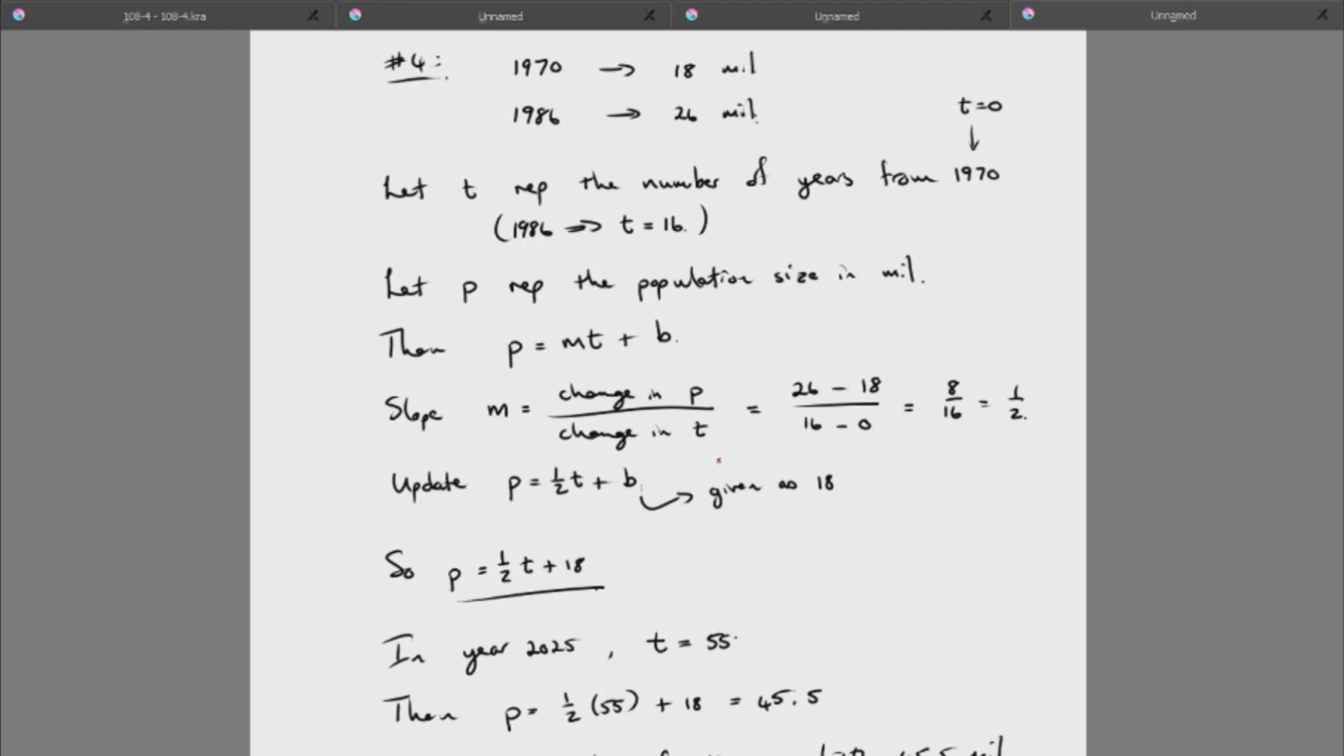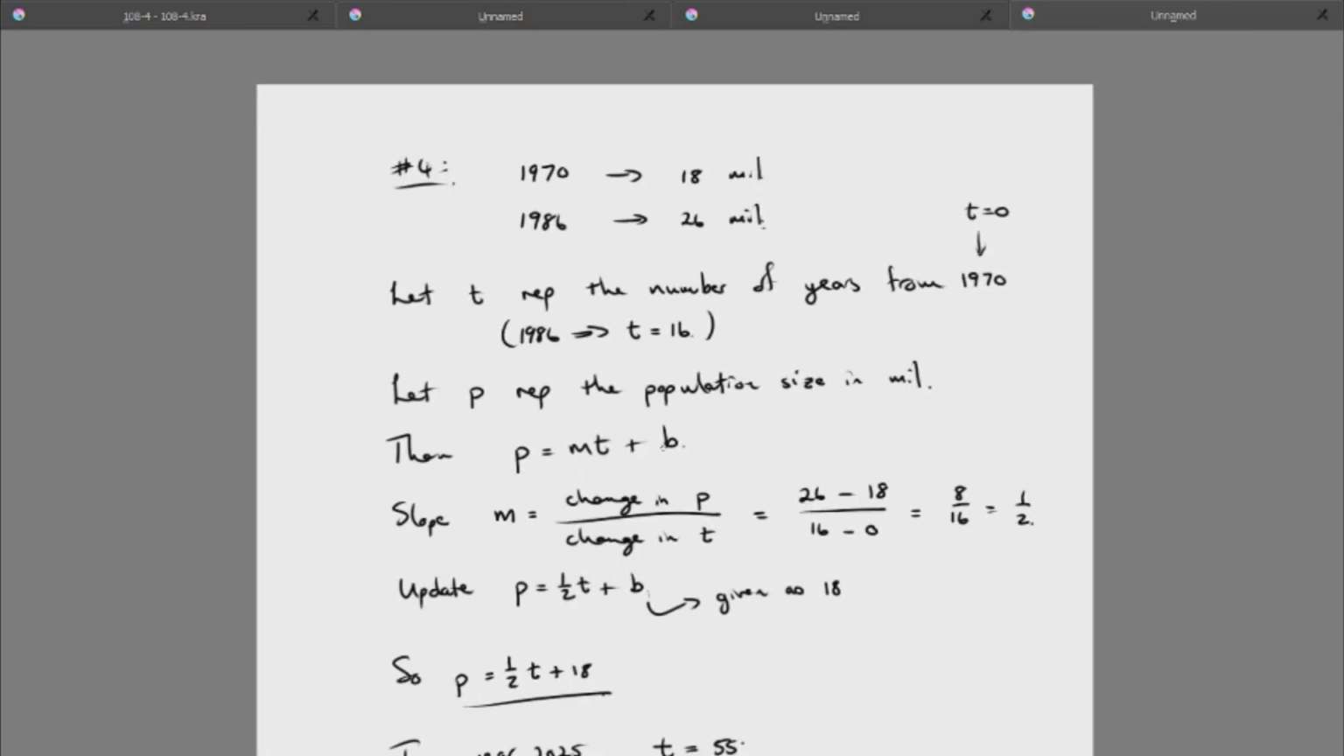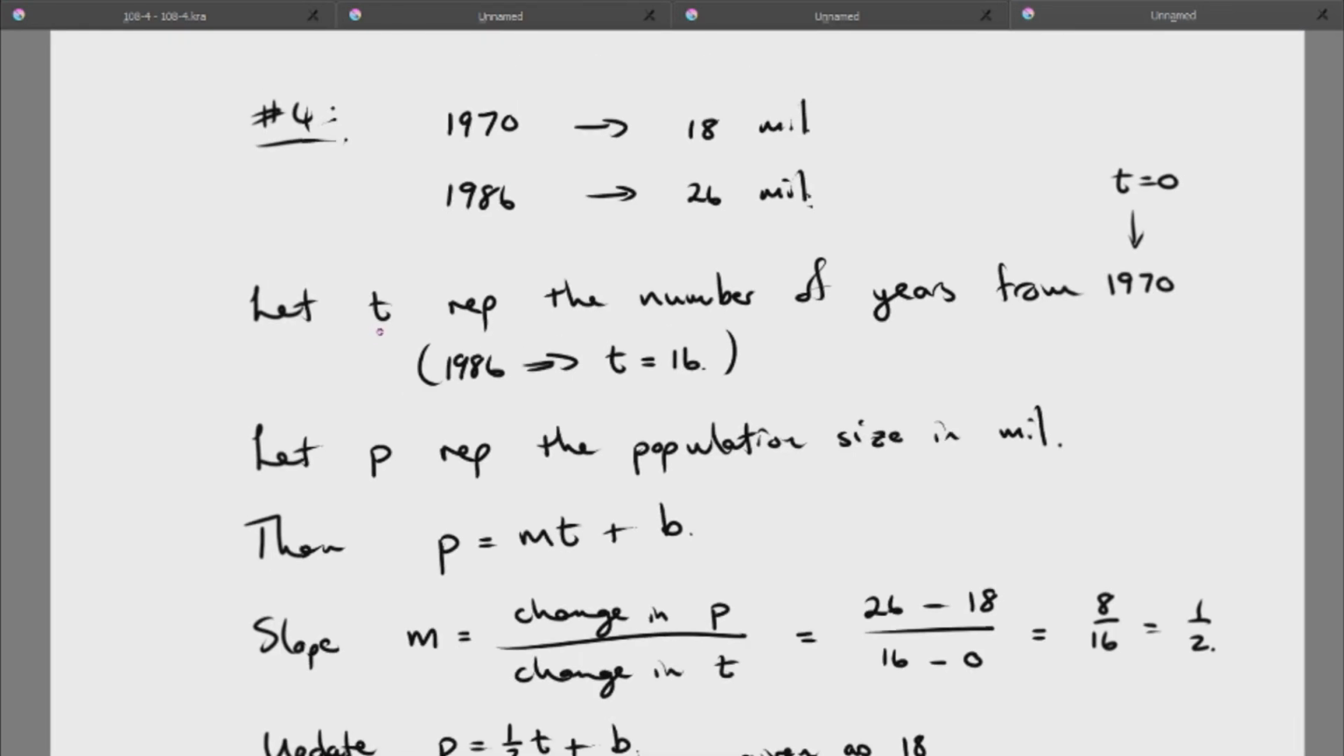Any thoughts? Yes? When we update that, p is equal to half of a plus b, and b is given as 18. Yeah. It's based on how I chose my x variable, which is t in this case. I start counting from 1970, which means that my variable is 0 at 1970, which is exactly the quote-unquote y-intercept, which is the b. So I just plug it in. So I did that just for convenience.